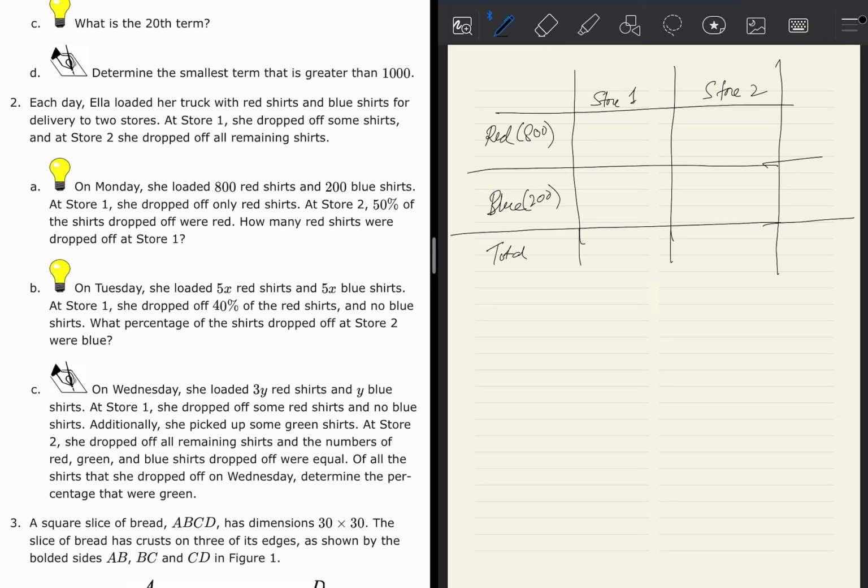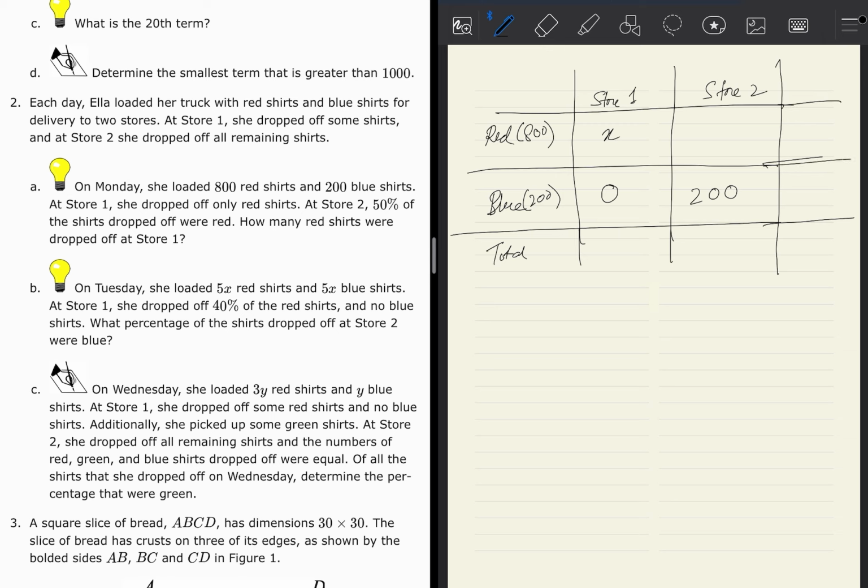So at store 1 she dropped off only red shirts. We don't know how much, but we know that only red shirts. So let us assume that Ella dropped off X red shirts at store 1. And for blue shirts at store 1 it is 0. Now for store 2, all the remaining shirts were dropped off there. Since none of the 200 blue shirts were dropped at store 1, all the 200 blue shirts will be dropped off at store 2.